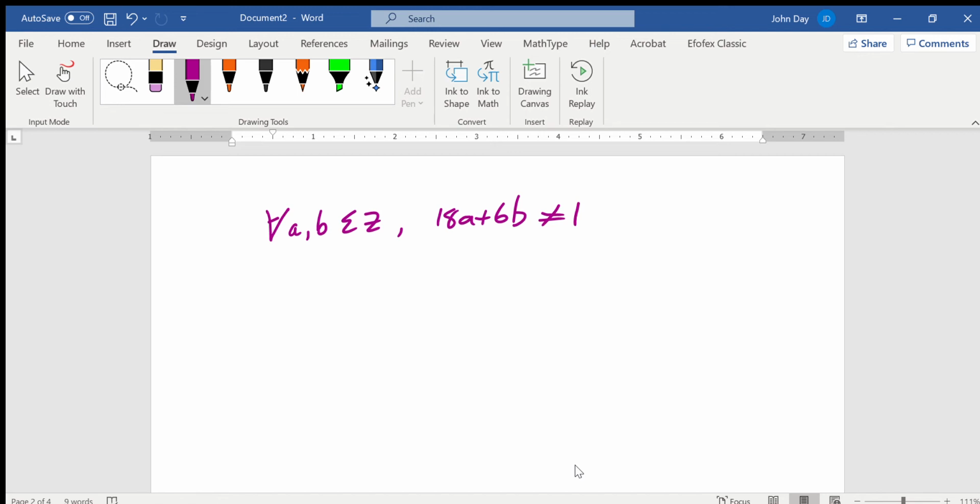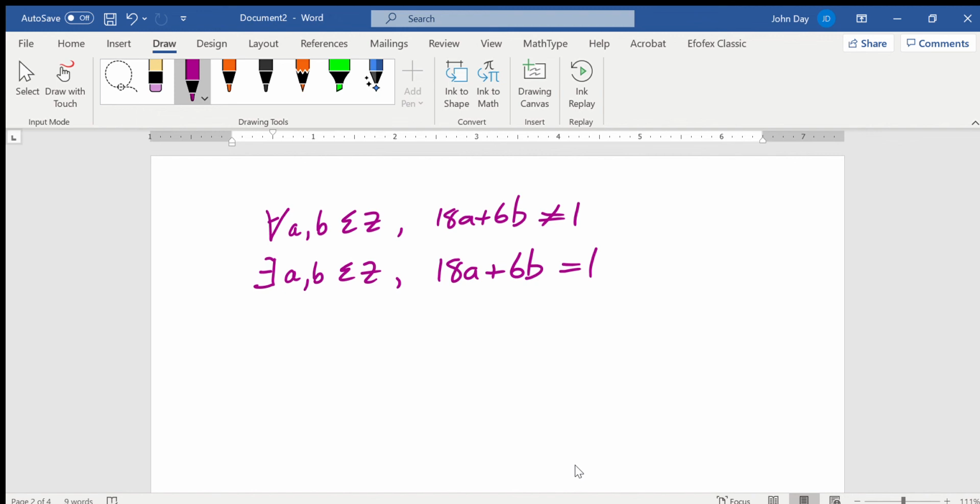Now, the negation of that is that there exists, because you change the quantifier, so there exists a and b elements of Z, and then you negate the predicate, so that not equaling 1, such that that does equal 1, all right?